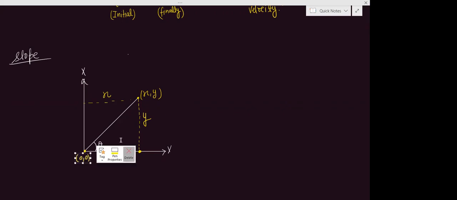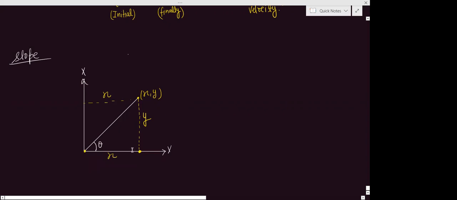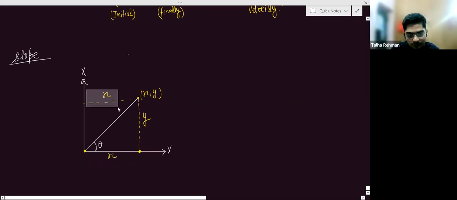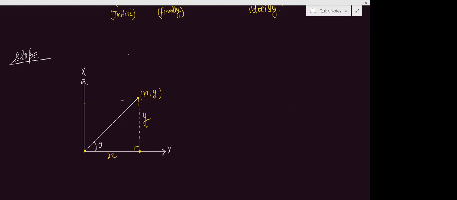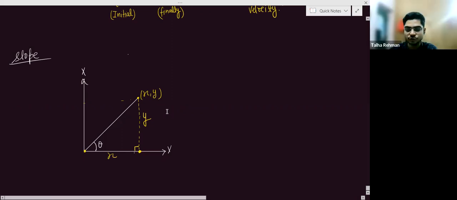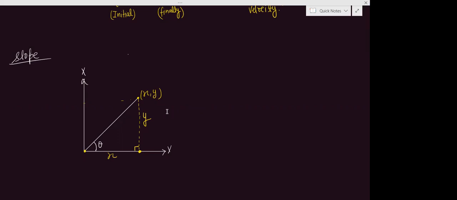So what I want to say is that this becomes a triangle. If I remove this, then we can say this is a right angle triangle. Do you know Pythagoras theorem? Yeah. Okay, good. Do you know trigonometric functions, trigonometric identities like sine, cos, tan? Yeah, I think.